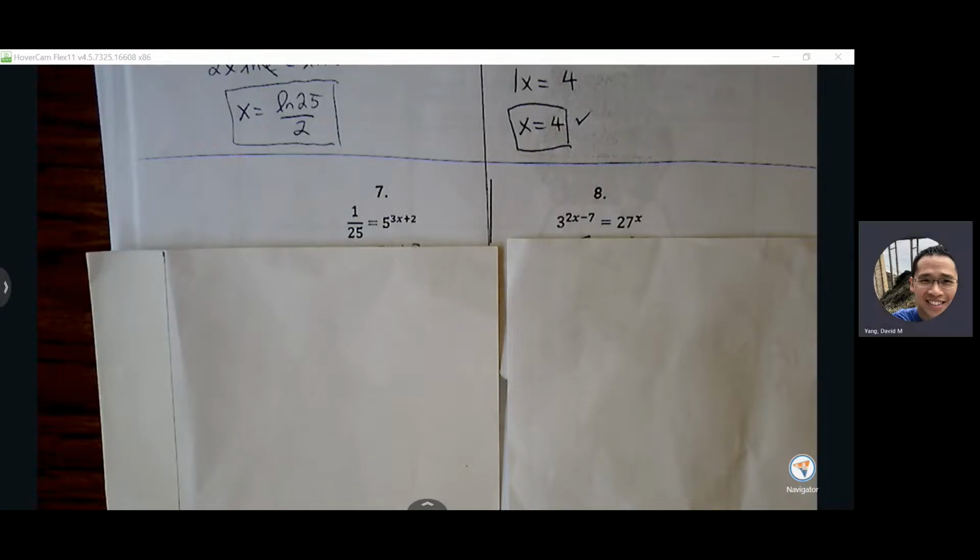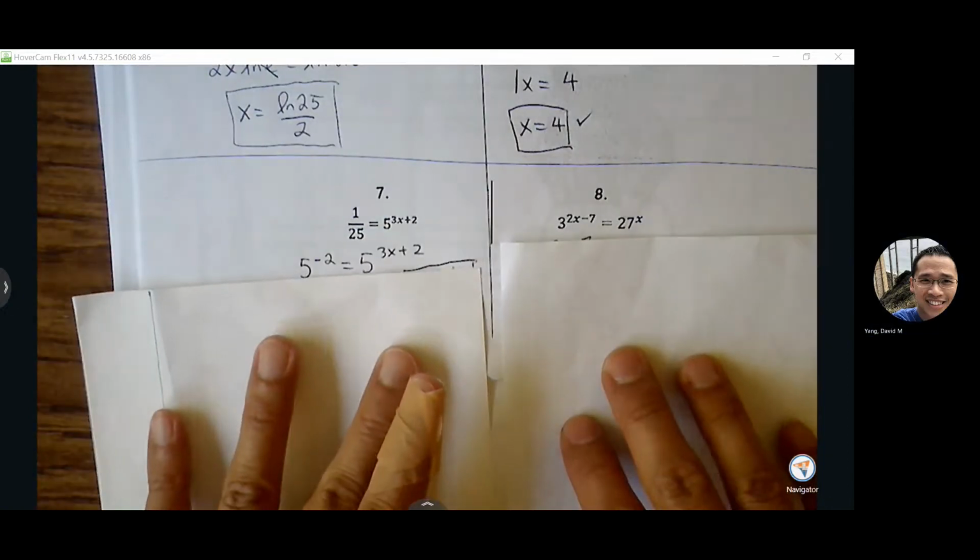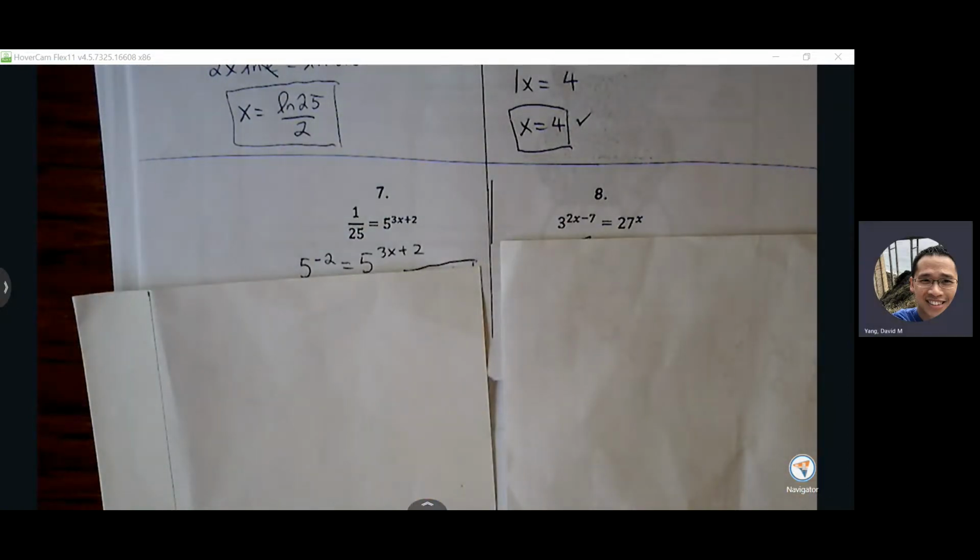Okay, what should we aim to do with number 7? Yeah, get the bases to match, right? What's a common base that can work for both sides? 5, yeah. So how can I turn 1/25 into 5 raised to a power? 5 to the negative 2, yeah. And now it becomes much easier, right? You can remove the 5 and just set the exponents equal to each other.